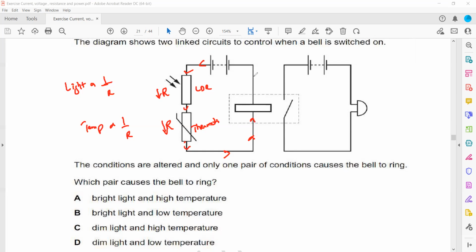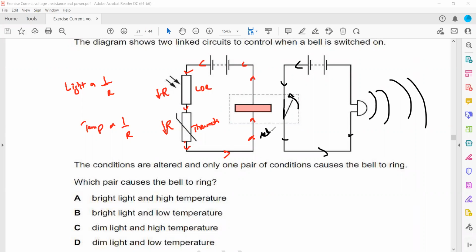So if the current passes through, this is an electromagnet, it will behave like a magnet, it will magnetize, and as a result, when it is magnetized, it will attract the other part of the switch, and when it attracts the other part, it will come in contact, and the bell will produce the sound. So we want the resistance of the LDR and the resistance of the thermistor to be lower, because when they have low resistance, there will be a current in the circuit, and when there is a current in the circuit, this is called a relay.